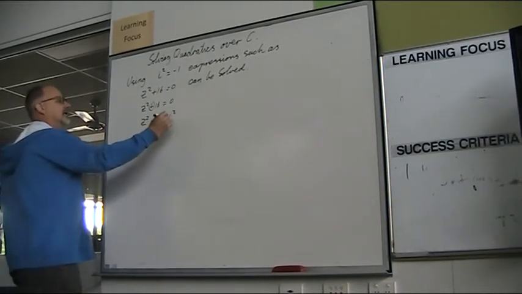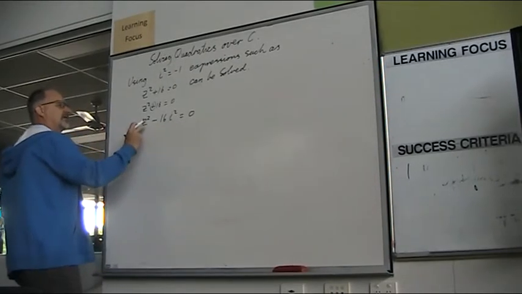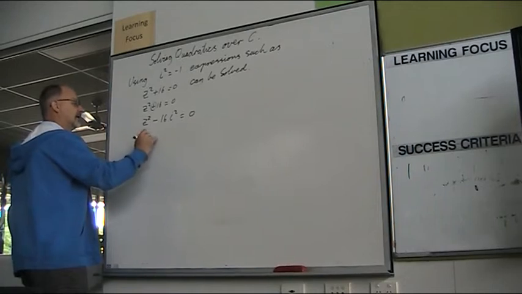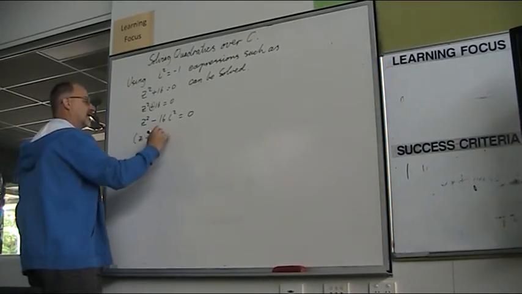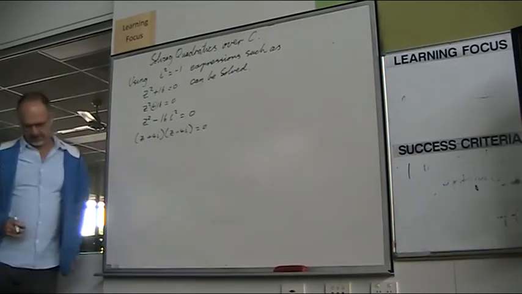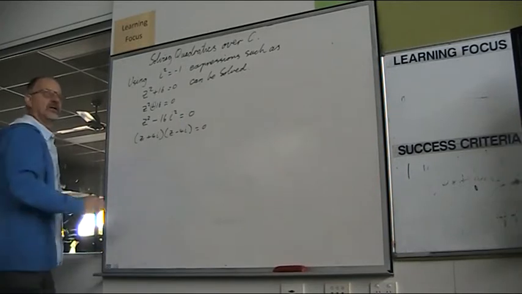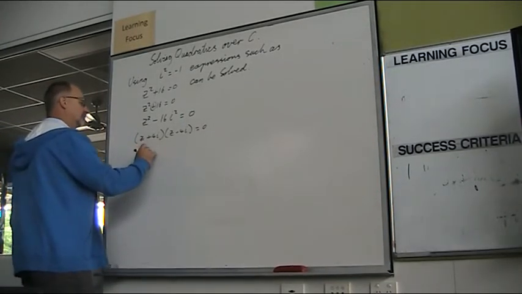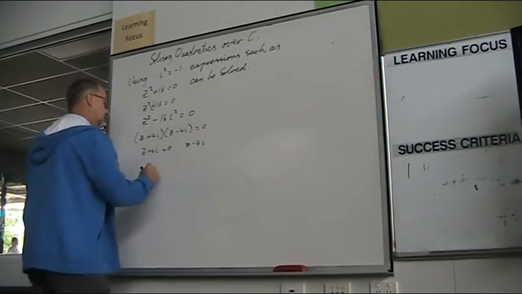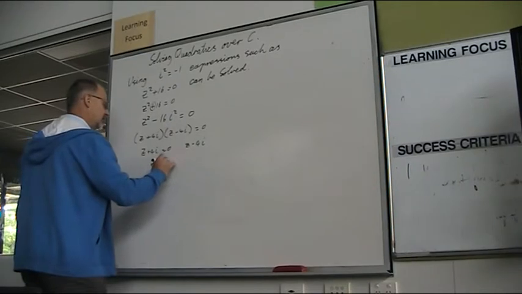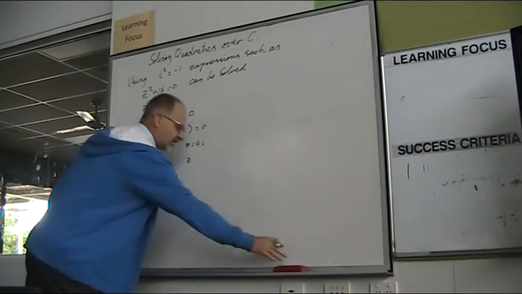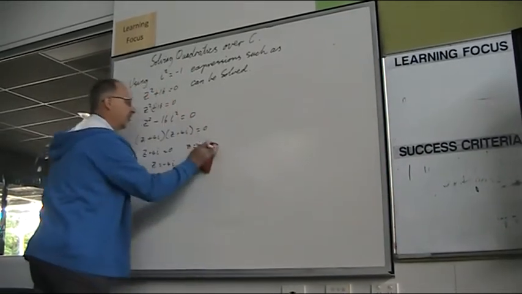And so then in that case we can factorise because we've got a difference of perfect squares. And so z plus 4i, z minus 4i is 0, and then null factor law. So z is minus 4i, or plus 4i.